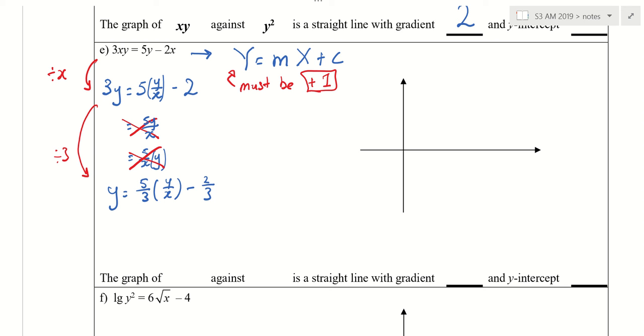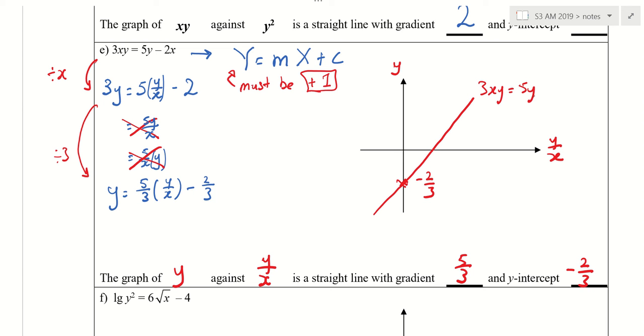Now can you transfer the axis here? What is the first alphabet? This is y against y over x. What's the gradient? 5 over 3. What's the y-intercept? Can you transfer over here? Negative 2 over 3, a straight line. Just like that. Okay? Okay, can I go through the last one?